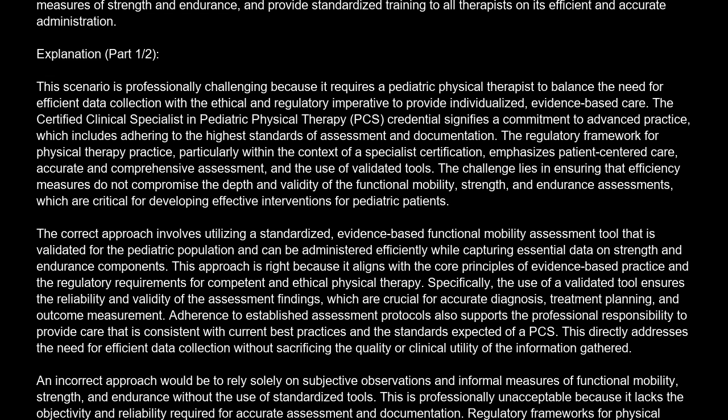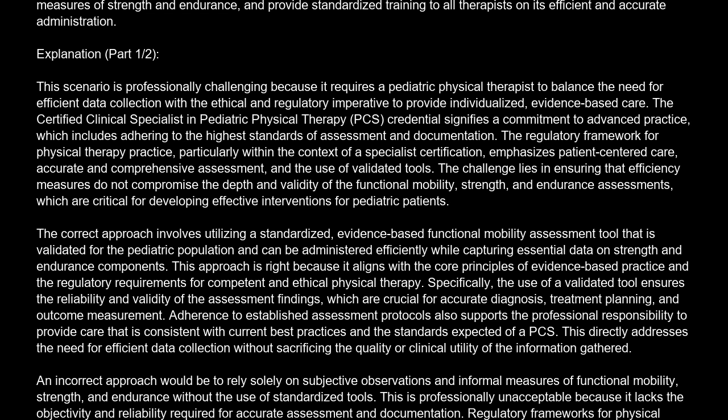The regulatory framework for physical therapy practice, particularly within the context of a specialist certification, emphasizes patient-centered care, accurate and comprehensive assessment, and the use of validated tools. The challenge lies in ensuring that efficiency measures do not compromise the depth and validity of the functional mobility, strength, and endurance assessments, which are critical for developing effective interventions for pediatric patients. The correct approach involves utilizing a standardized, evidence-based functional mobility assessment tool that is validated for the pediatric population and can be administered efficiently while capturing essential data on strength and endurance components.